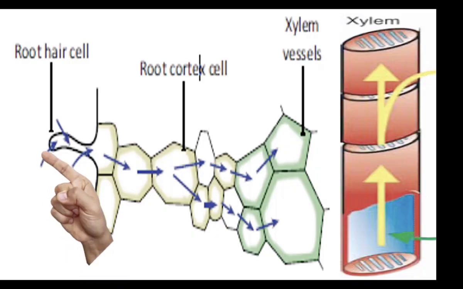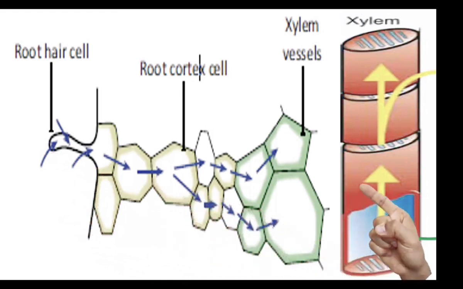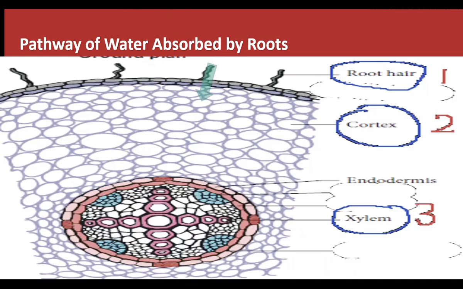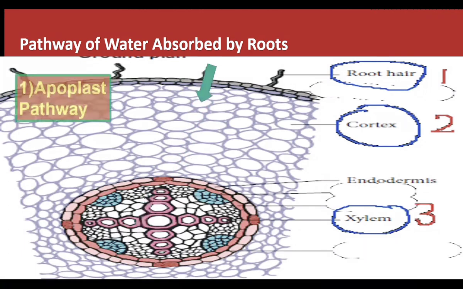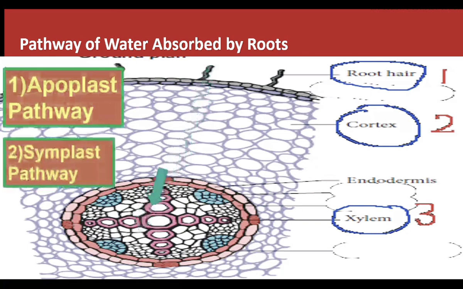Let us see the diagram. Root hair cells absorb water. Water crosses the cortex and reaches the xylem, then moves upwards to the stem and reaches the leaves. So the pathway of water absorbed by the roots takes place in two routes. This movement takes place through two routes. Let us see one by one. The first one is the Apoplast Pathway. The second one is the Symplast Pathway.